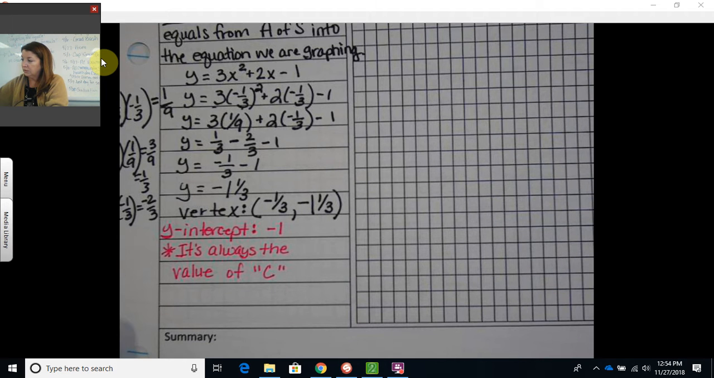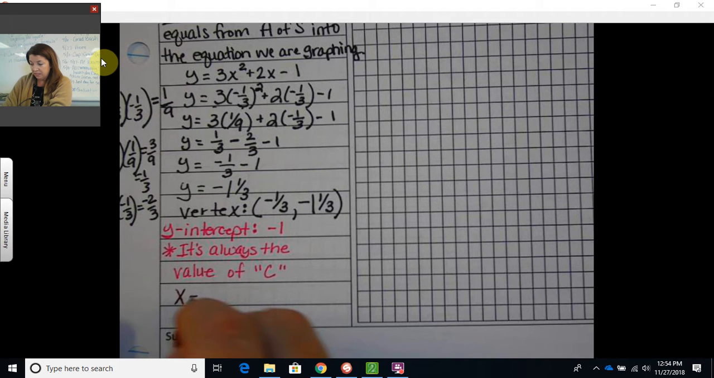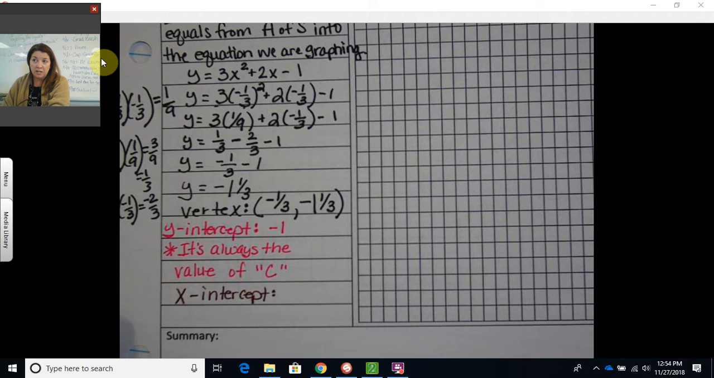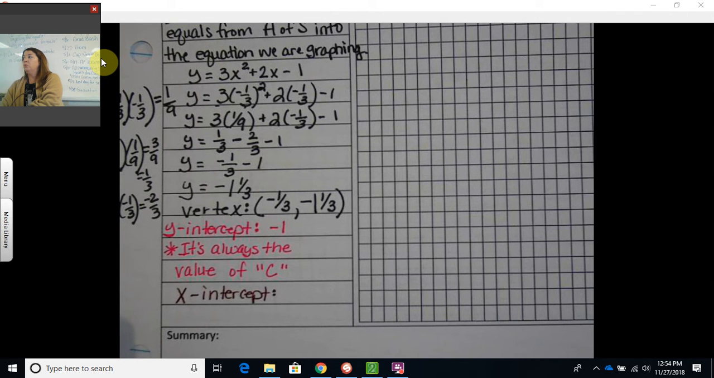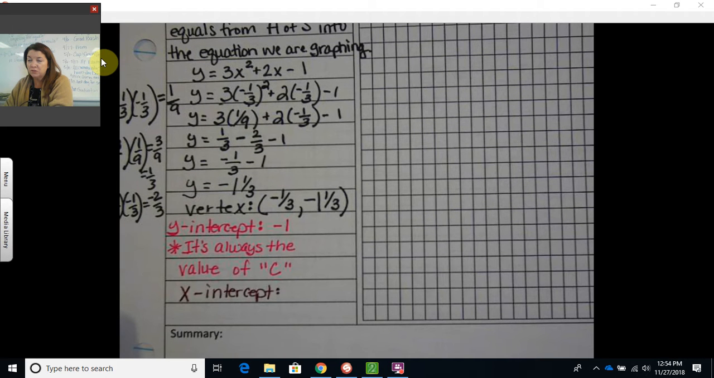Okay. One more thing we have to find: we found the y-intercept, now we have to know how to find the x-intercept. And remember, every time I teach you how to solve a quadratic, I say, when you find the solutions, graphically, those solutions tell you where your graph crosses the x-axis, right? So we spent a lot of time figuring out how to solve quadratics.